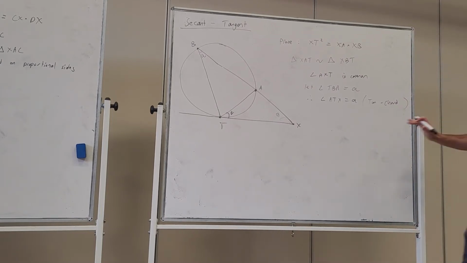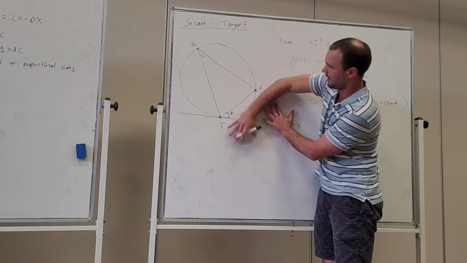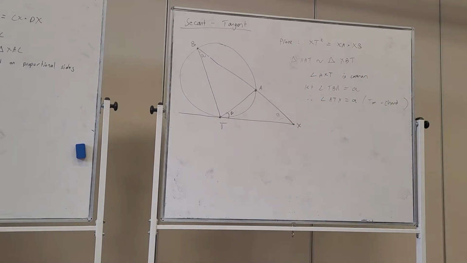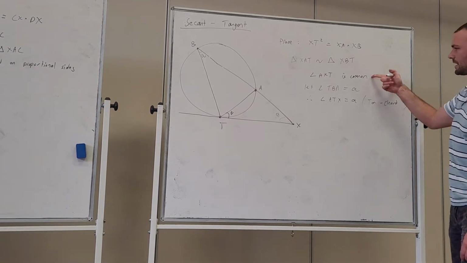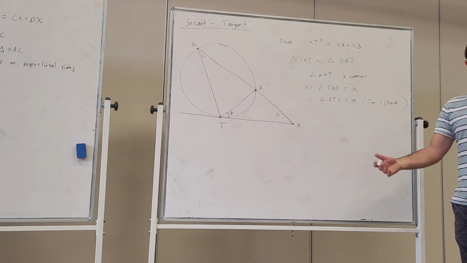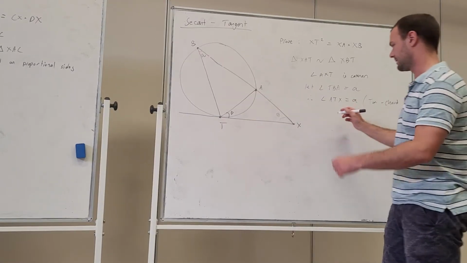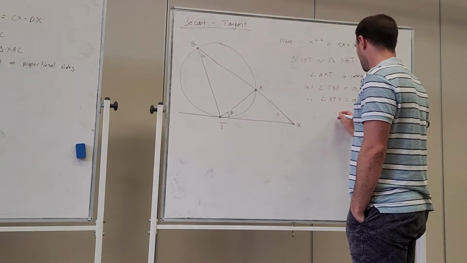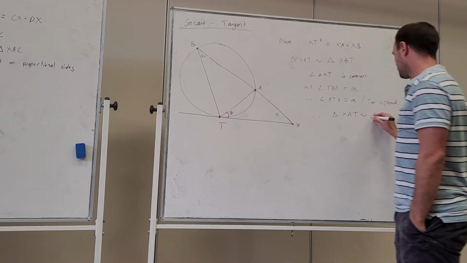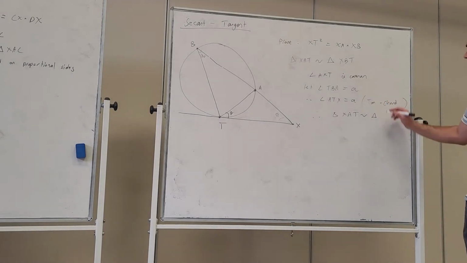Alright, so if you ignore this part, you've seen that before. That angle and that angle are the same. We've proved that theorem already. And so we've got two angles that are the same, so we've got similar triangles. As soon as we have this angle in common and this angle the same, the triangles are similar. Triangle XAT is similar to triangle XBT.